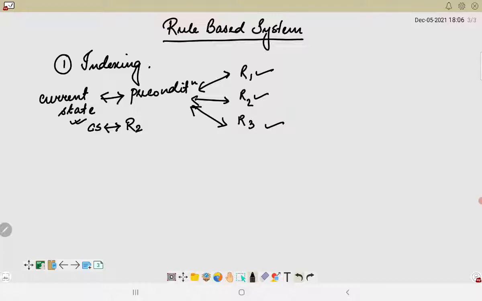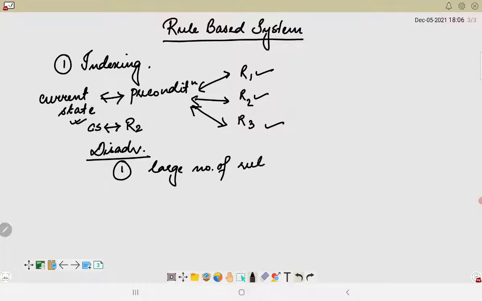Now there are certain problems associated with this. What can be the problem? Or the disadvantage. If you are considering the disadvantages, the first disadvantage is a large number of rules.